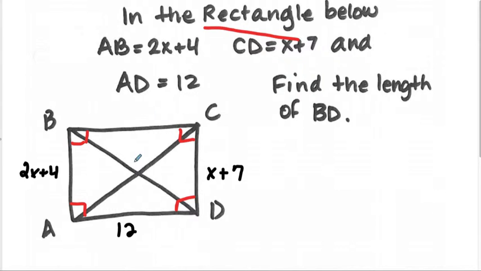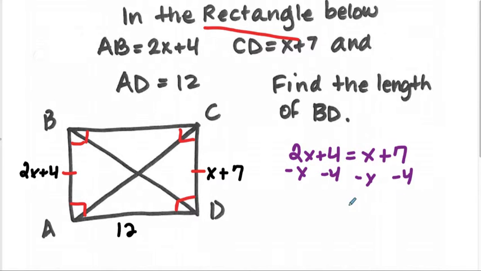All right, so I looked at it and I remembered that one of the properties of a rectangle or a parallelogram was that opposite sides were congruent. So I immediately saw that I could set 2x plus 4 equal to x plus 7. All right, so that gives me, let's see, I'm going to subtract x, subtract 4, and so I'm going to get x equals 3. All right, now how does that help me?